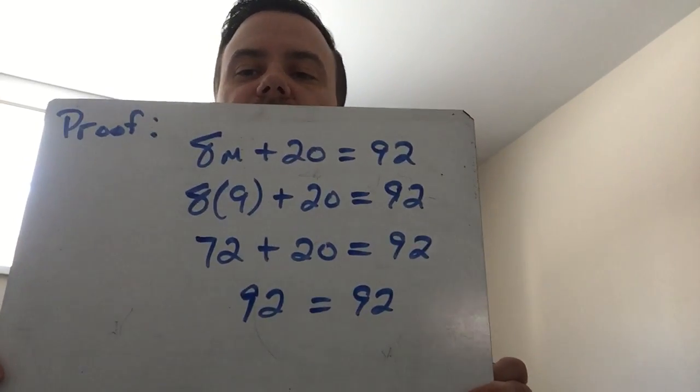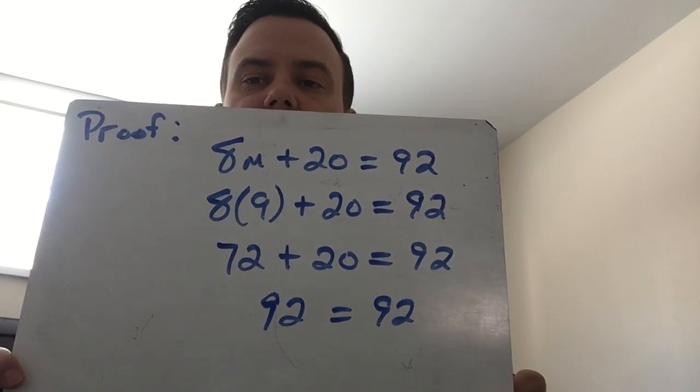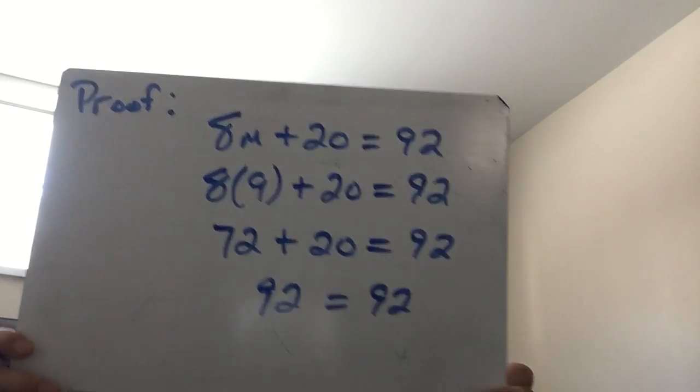Rewrite the equation. 8m plus 20 equals 92. We know that m equals 9, so we can take the m out, put a 9 in brackets beside it to represent multiplication. Okay, 8 times 9 is what you have to do first. That equals 72 plus 20. 72 plus 20 is 92. You've got 92 on the right side of the equal sign and the left side of the equal sign, so you know you've got the right answer. All right, 3 more to go.